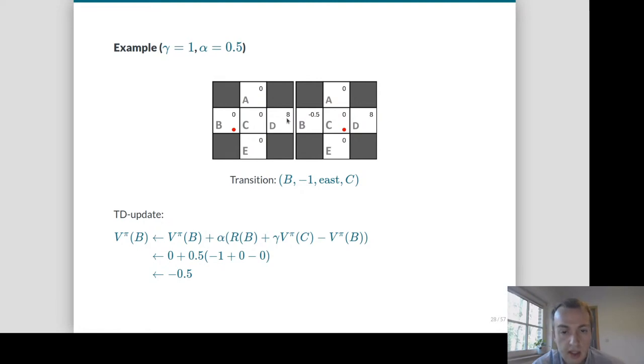And then it experiences the transition: it starts in B, for which it collected a reward of minus 1, then follows the action defined by the policy, in this case to go east, and then it arrives in the next state S prime, which is in this case C, right? And then the TD update that you would perform says that your new estimate for the V value of B according to policy pi is your current estimate plus some correction, which is given by alpha times the TD error.